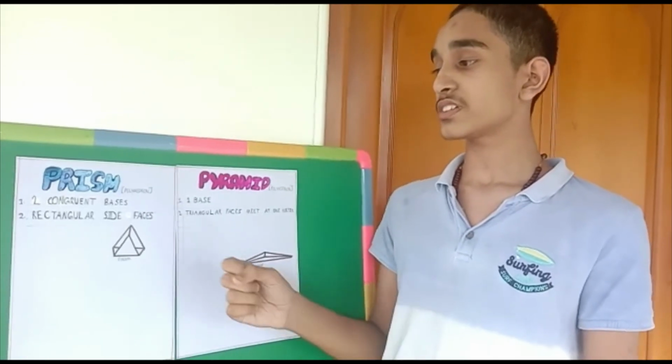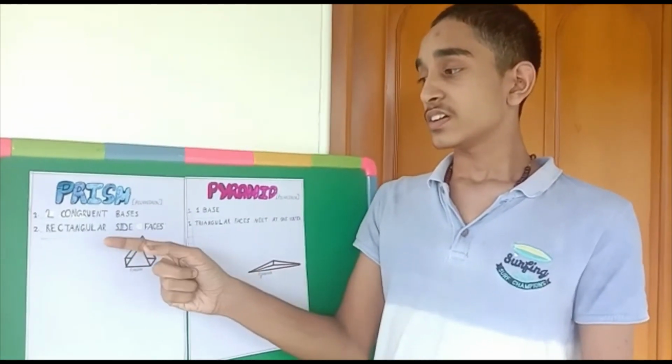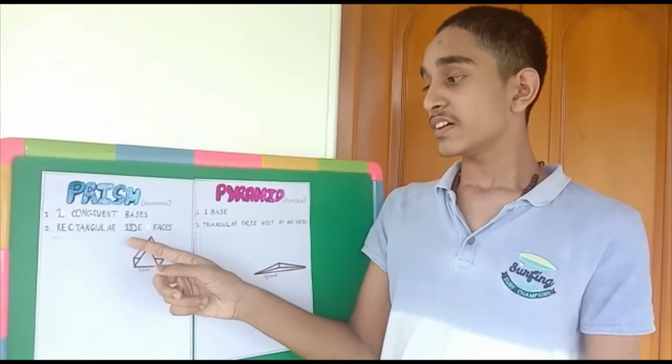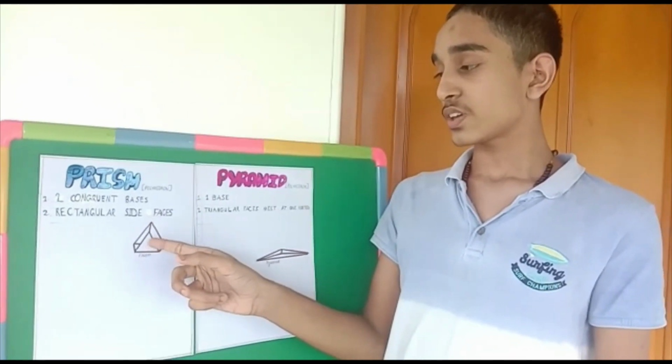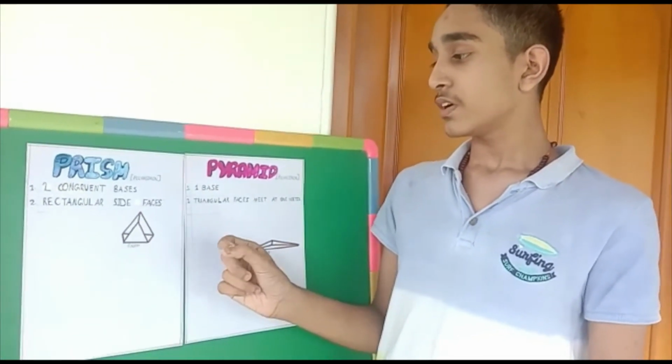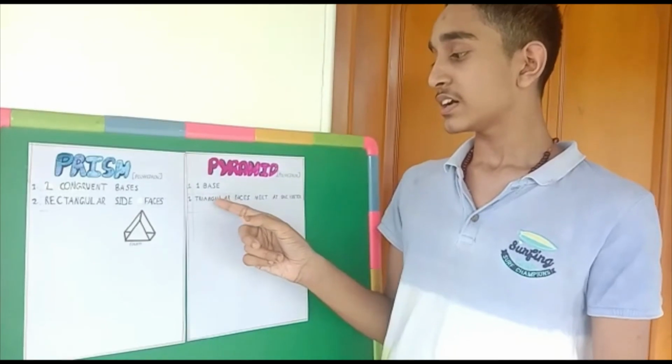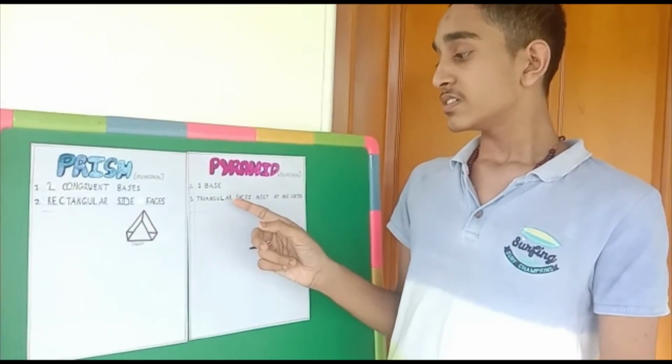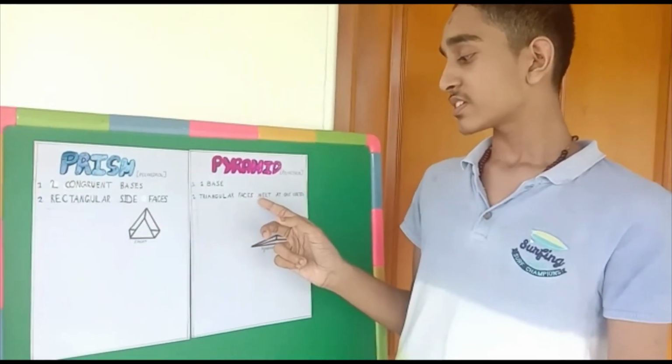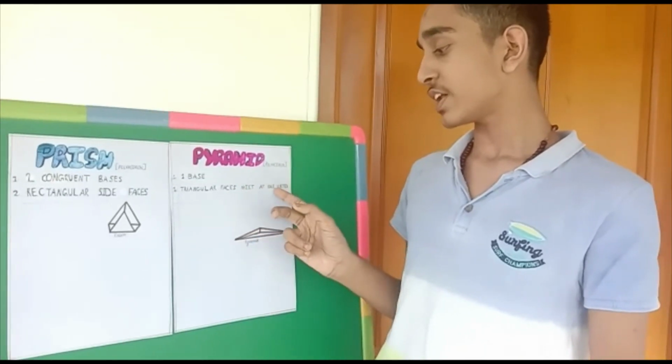Now, the second difference is that in a prism there are rectangular side faces, as you can see in this figure. Whereas in a pyramid, there are triangular faces which meet at one vertex.